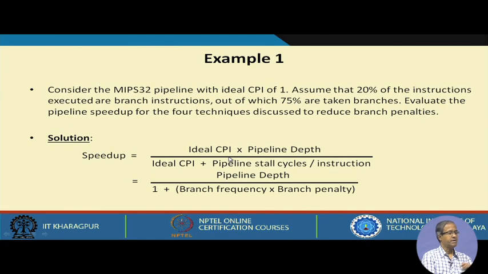Okay. Let us take an example. Let us consider a pipeline with an ideal CPI of 1. Let us say 20% of the instructions are branches, and out of them 70% are taken, and the remaining 25% are not taken. Using the 4 strategies we discussed, let us evaluate the speedup. We will calculate speedup using this formula: ideal CPI multiplied by pipeline depth divided by ideal CPI plus stall cycles per instruction. We derived this earlier already. Since ideal CPI is 1, we put 1, and pipeline stall cycles per instruction will be branch frequency multiplied by branch penalty.